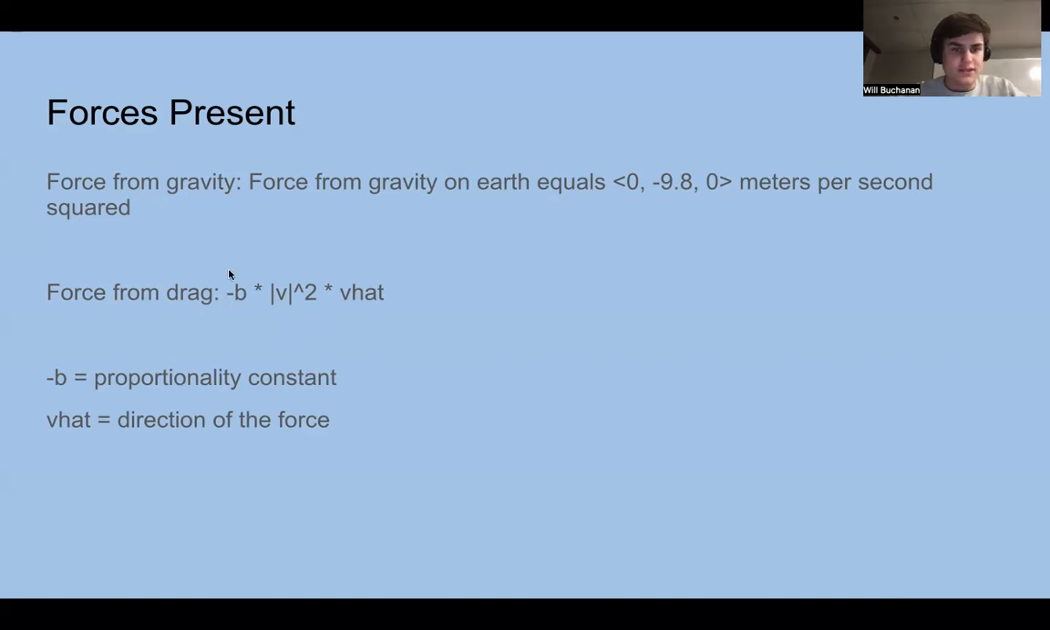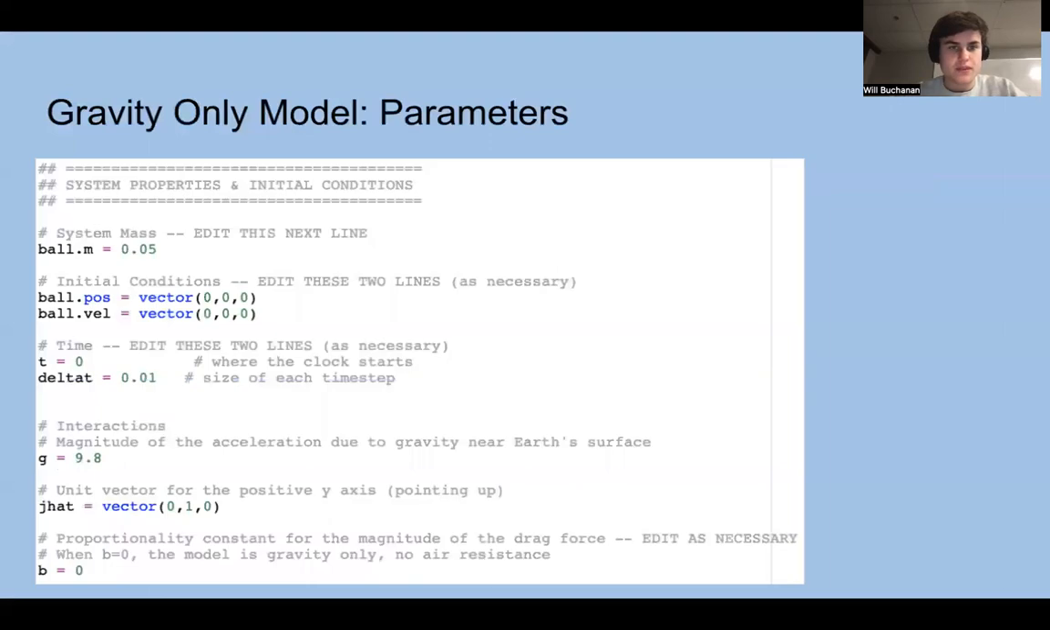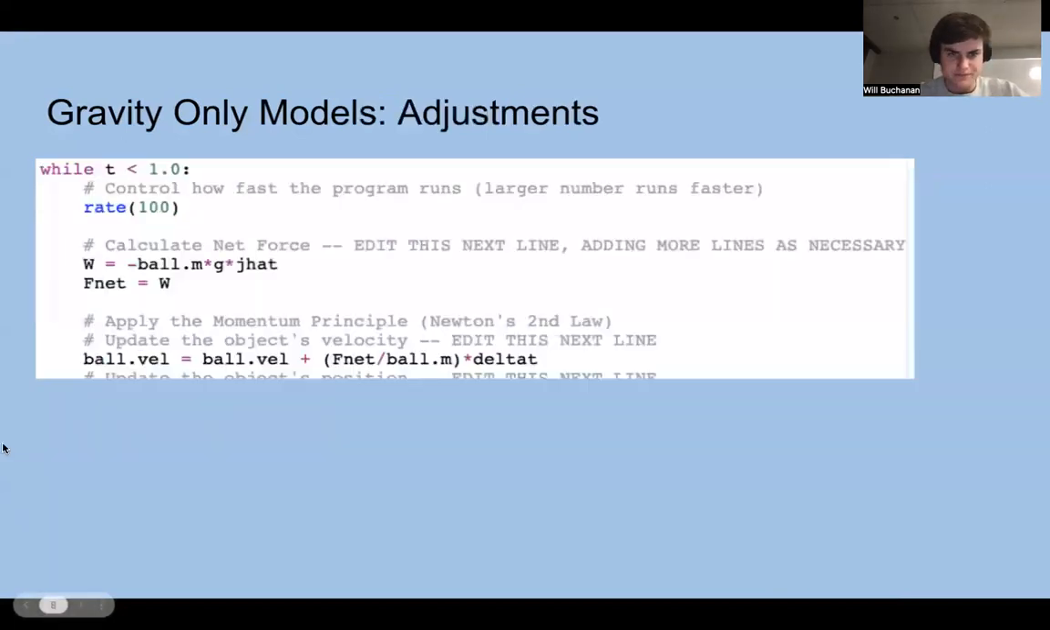And it's important to note that this negative here means that whichever the direction the object is falling or moving in, that drag force will be in the opposite direction. So in this case, it will be in the opposite of the velocity since the object is falling downwards. Then the gravity only model, the parameters, we have the weight of the ball and position and velocity, all 0 initially, and the gravity force of 9.8 meters per second squared.